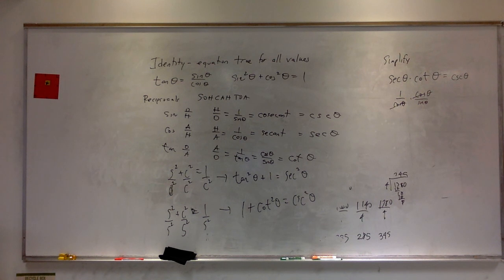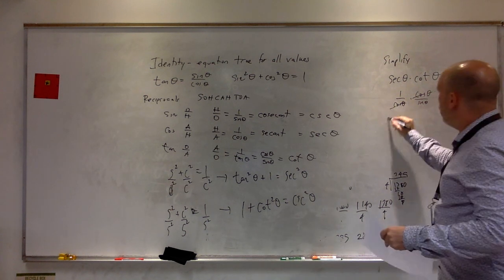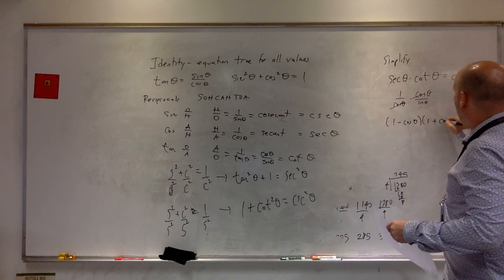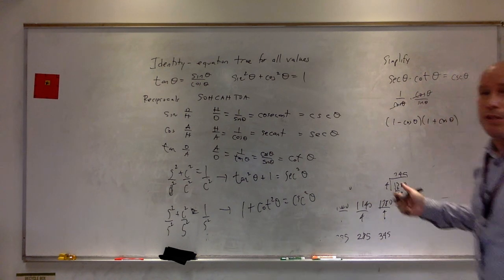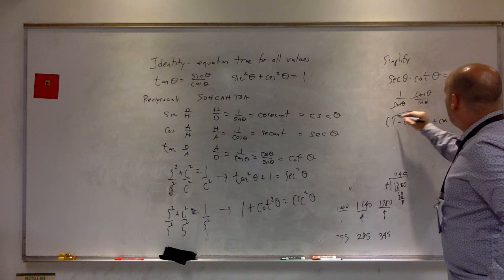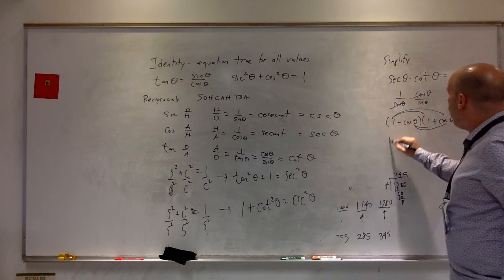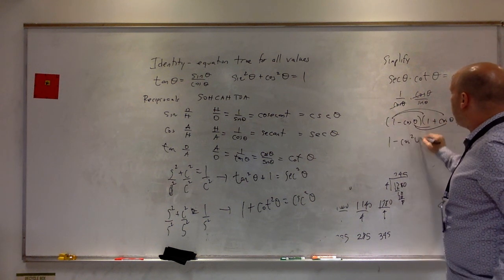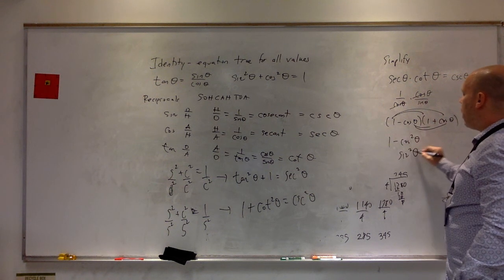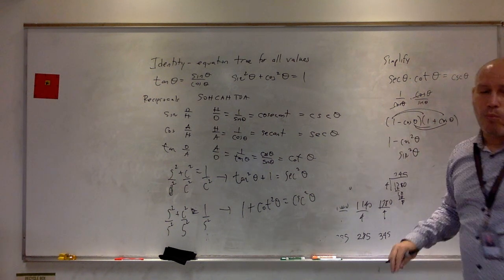Let's try another one. 1 minus cosine theta times 1 plus cosine theta. You might recognize this as the difference of two perfect squares, or you might multiply it out using the FOIL method. You get 1 minus cosine squared theta. From the identity, that's sine squared theta. And that's it.